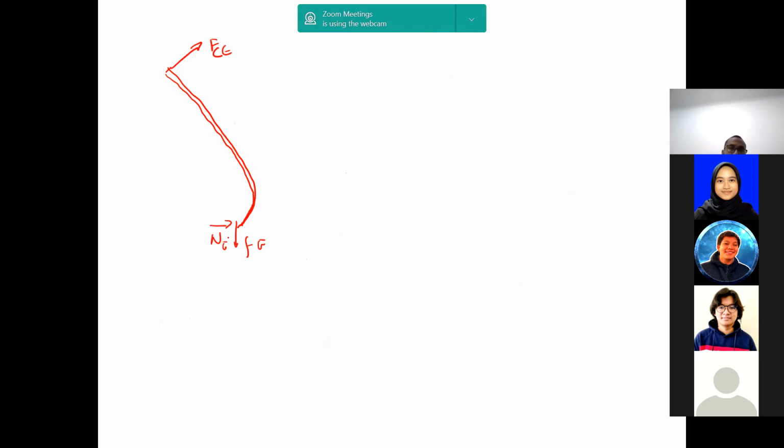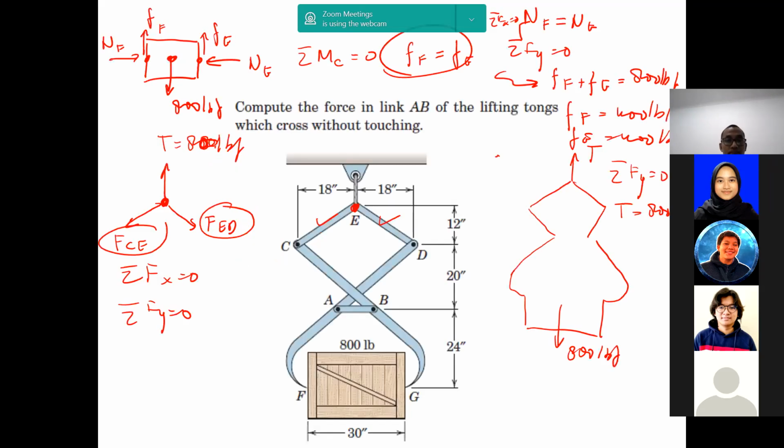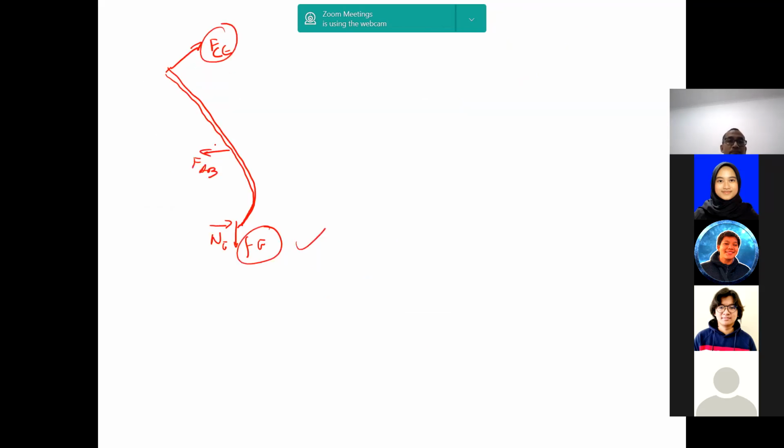What else? FAB, roughly here. I assume it has tension as usual. Okay. Remember the FG here is already known from the previous free body diagram. FCE is already known as well from the previous one. The ones that are not yet known are this and this. So we have two unknowns, and we have three equations.